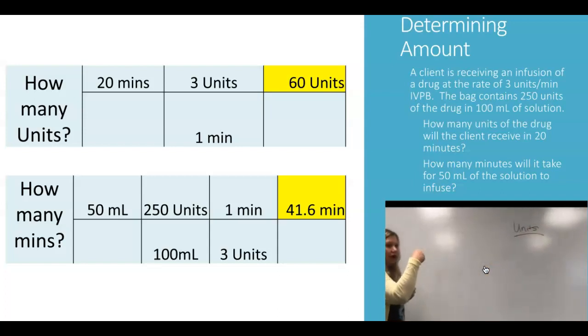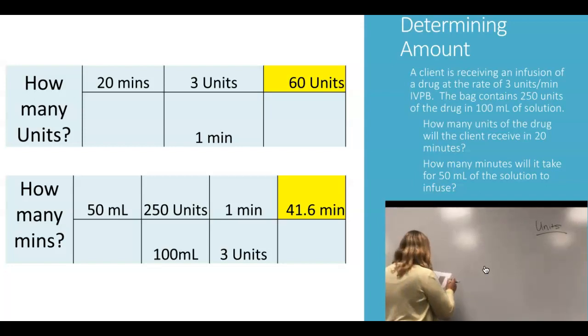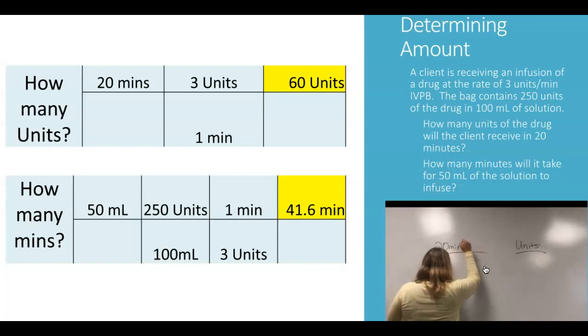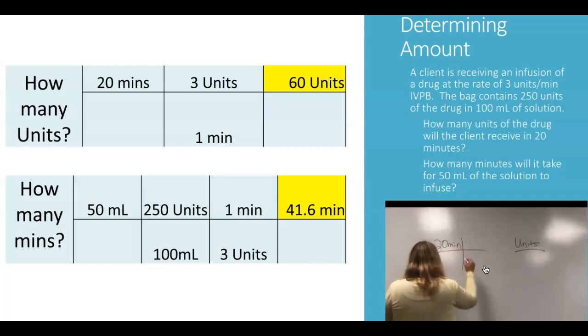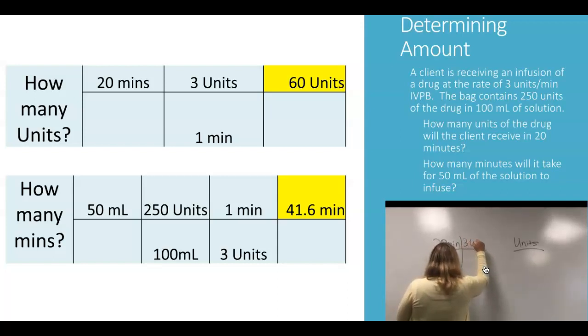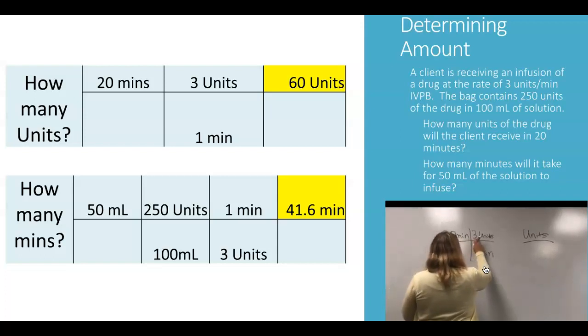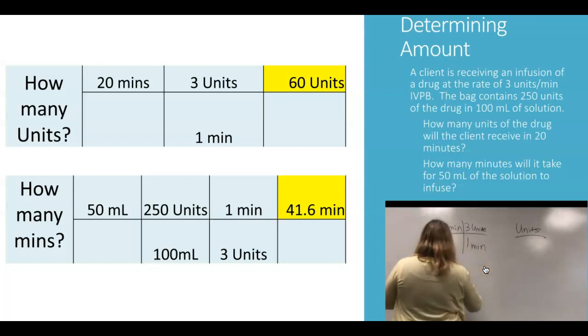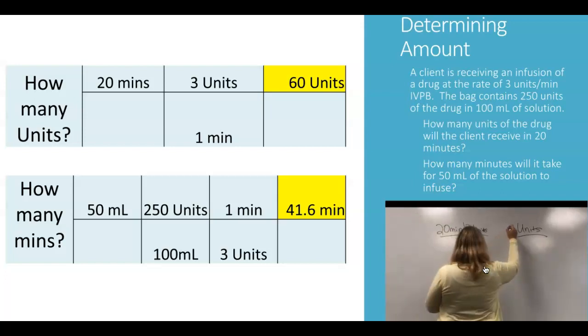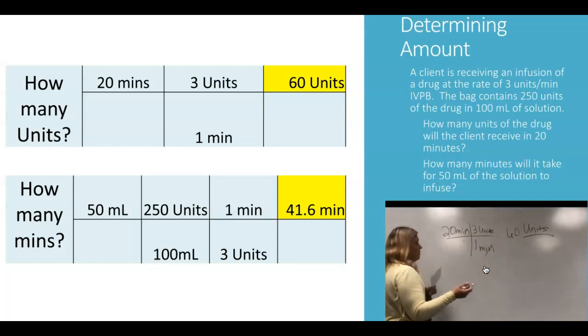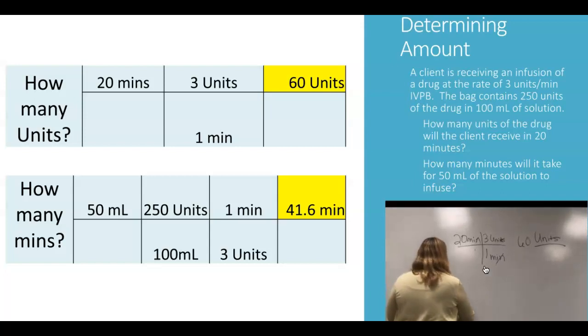We don't write U anymore. We have to spell out units. All right, and it's asking for 20 minutes. So I'm going to start off with 20 minutes. This is what I have. I need 20 minutes. And it is going at a rate of 3 units per 1 minute. And then if you do 20 times 3 divided by 1, that's going to be 60 units. That's going to be a total of 60 units. Remember, minutes will cancel out, so we've solved for units. Okay.